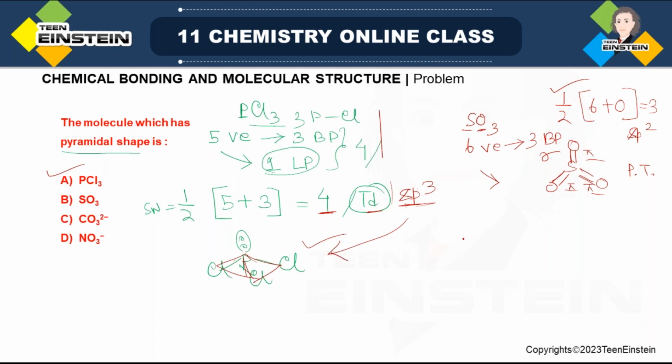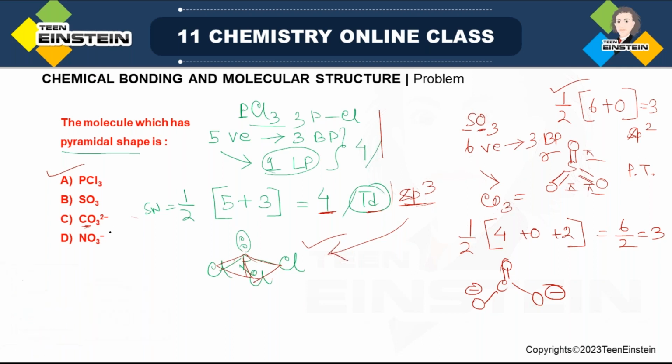What about CO3 2 minus? For CO3 2 minus, carbon is the central atom, that means half. For carbon, valence electron 4, monovalent atoms not present, 2 negative charge plus 2. So it is 6 by 2, that means 3. So this is also sp2. So this type of shape, planar trigonal.